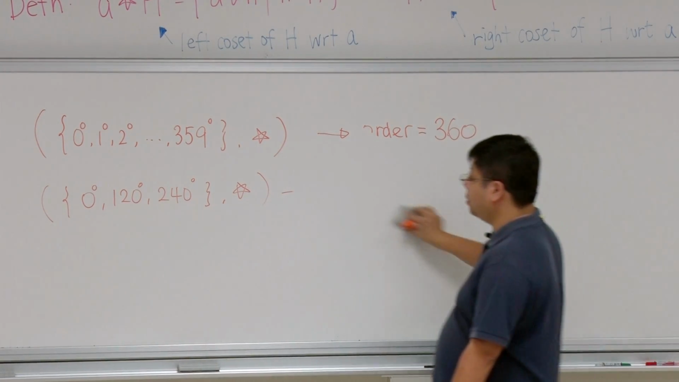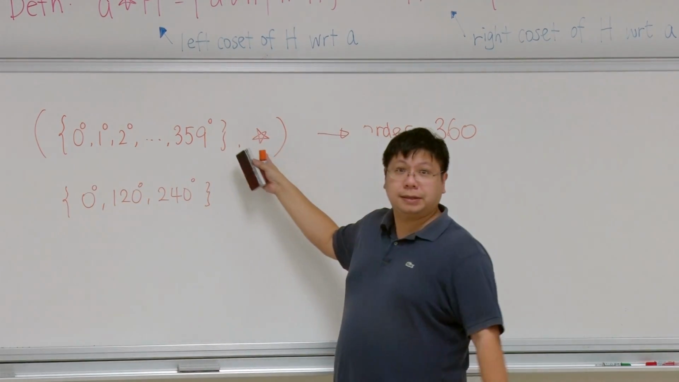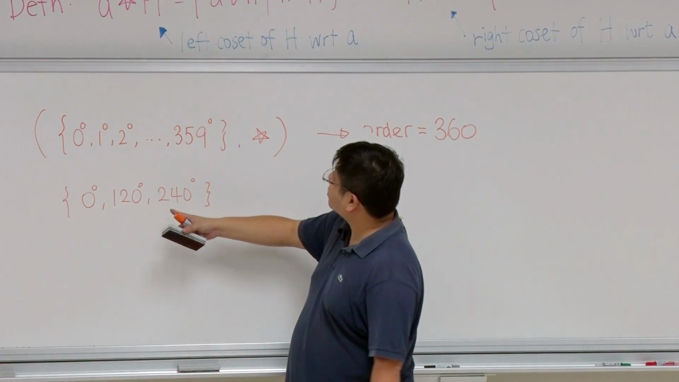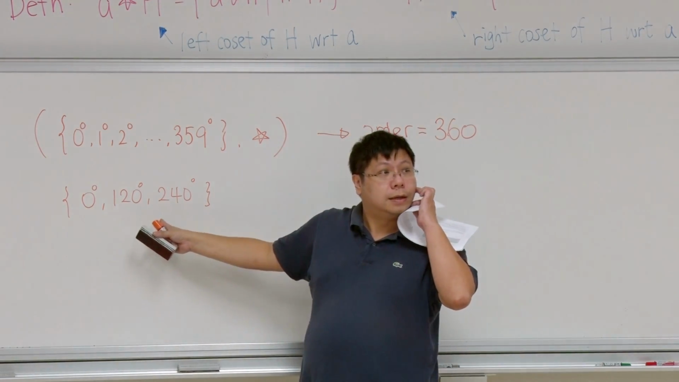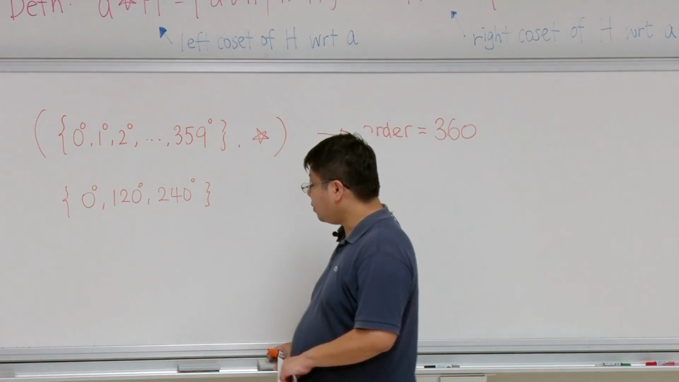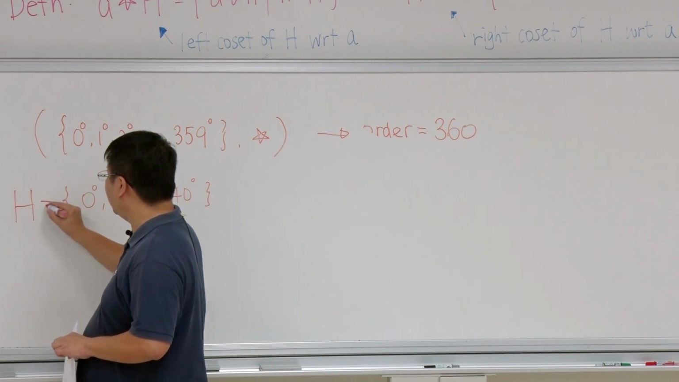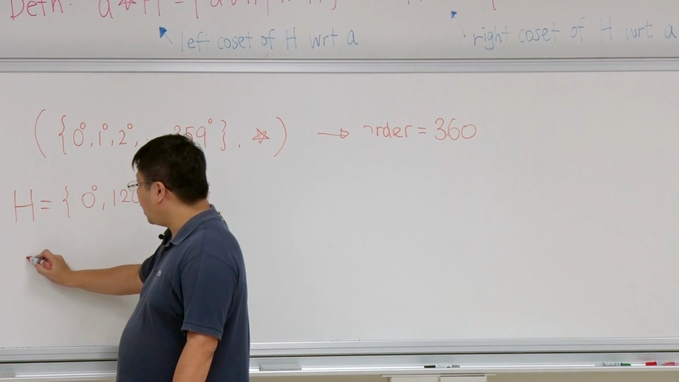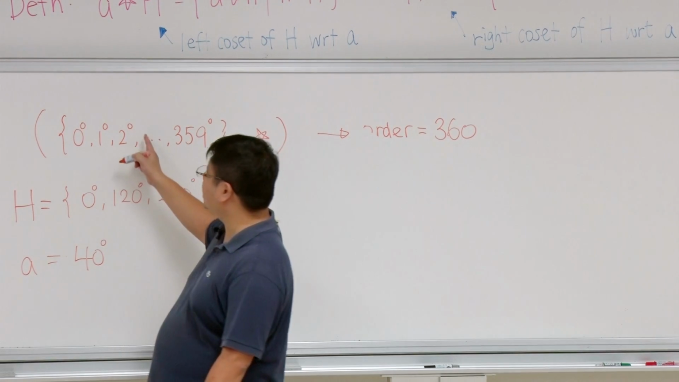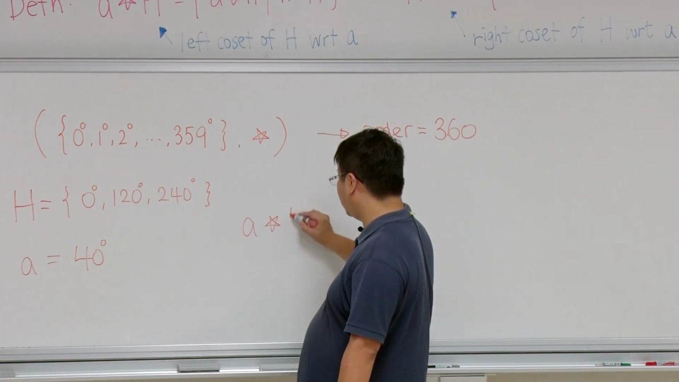So this is an example. This one is an algebraic system, right? And then this is a subset of this one. Is that okay? So we can have this one equal to H. Is that okay? Now we can talk about some item A. Let's say A is the item 40 degrees, which is inside here. Then we can get what is A star H.